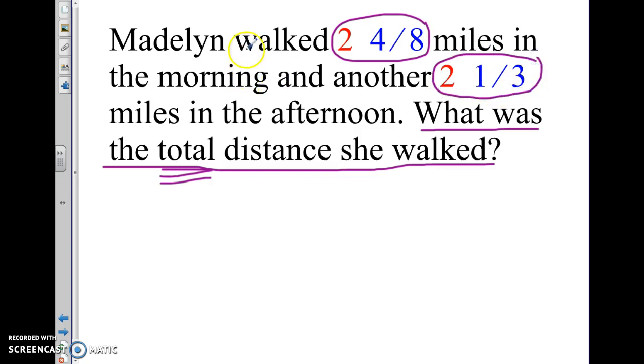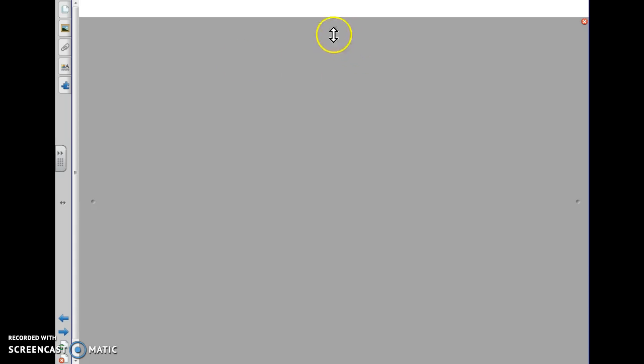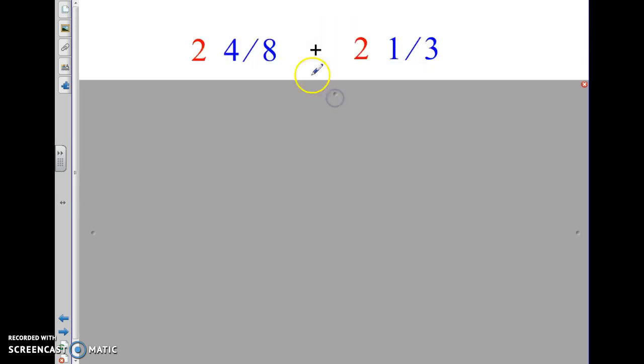So what mathematical operation am I going to use? What kind of math am I going to be doing? What am I going to do with these two mixed numbers? That's right. I'm going to be adding them. So I'm going to take these two mixed numbers and I'm going to add them together. So now that we've read through it, we know what the question is, we know what we're trying to solve, we can apply the skills that we've learned of adding mixed numbers.